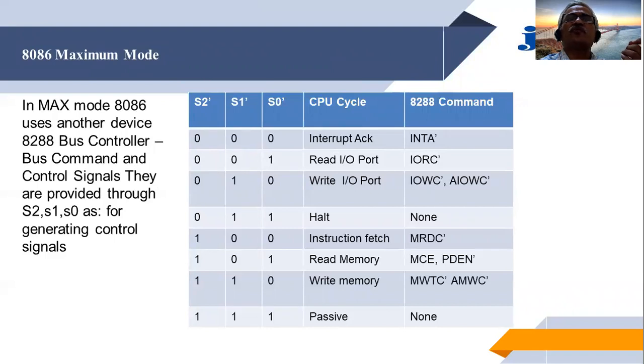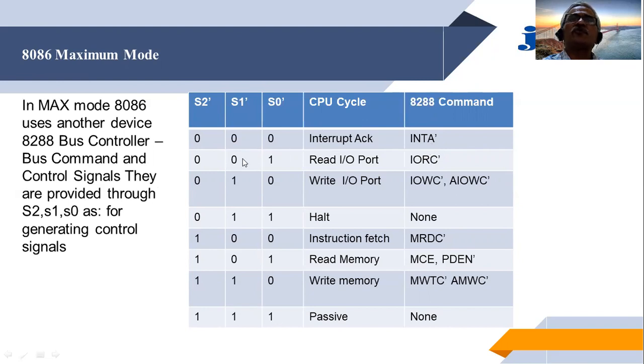They are provided through the S2, S1 and S0 signals, which are available on the 8086. These three signals are sent as input to the 8288 to generate 8 different control and command signals. Mind it, S0, S1, S2, these three signals are on the 8086 chip. And if it is to operate in a multi-processor environment, we would require another IC called the 8288, to which these three signals will be input, thus generating 8 different command control signals.